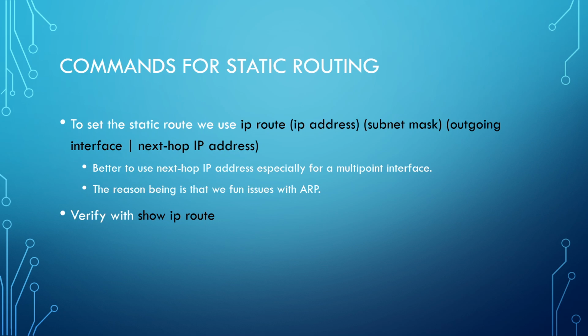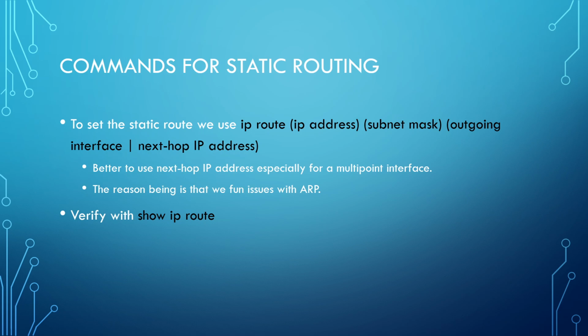However, if we define a static IP route which forces traffic out of a multi-point interface, so a multi-point interface is an interface where a router can reach many other routers at that single interface, then you're going to want to specify the next hop IP address. The reason being is because if not, then we get issues with ARP. Your router will actually send an ARP request looking for the MAC address associated with the destination IP address of the packet, and then traffic will not get to where it needs to get to. So for a multi-point interface, specify the next hop. However, for a point-to-point interface, you can use either next hop or outgoing interface.